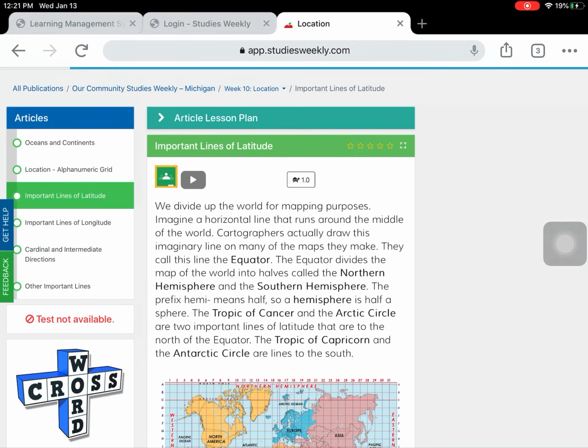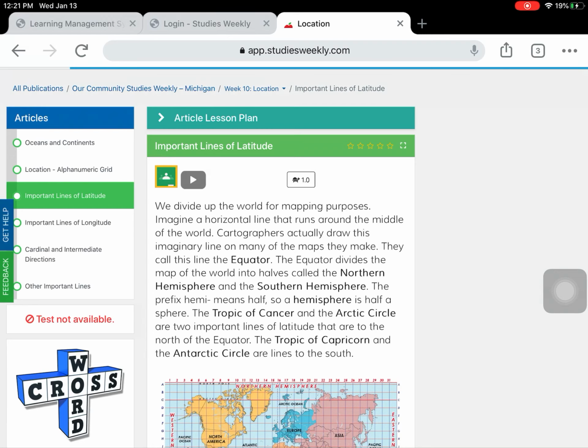We are going to keep learning about location today, and we are going to really dig deeper into lines of latitude and lines of longitude. So remember, lines of latitude are side-to-side lines. They're horizontal. Lines of longitude go up and down. They are vertical. I want you to show me with either your finger right now or with your arms these different lines when I say them.